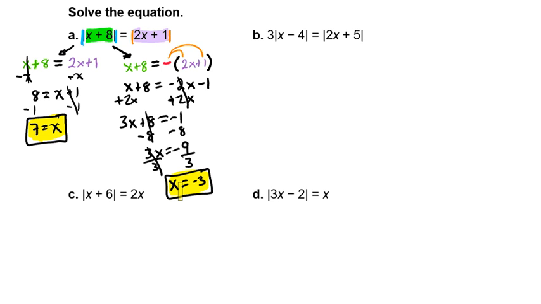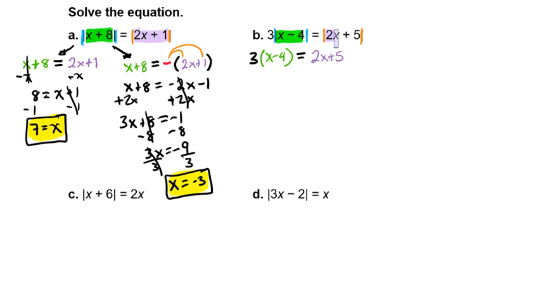Let's take a look at our next example. This one is similar to what we just did, except this time there's a 3 out in the front. So what do we do with that? Well, let's take a look. So we have our first, we have our second. It's going to work similar to what we have just done. We're going to have our 3 out in the front. Then we take that first piece, times x minus 4, and set that equal to our 2x plus 5.